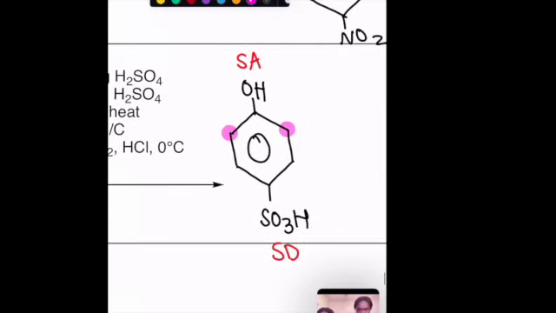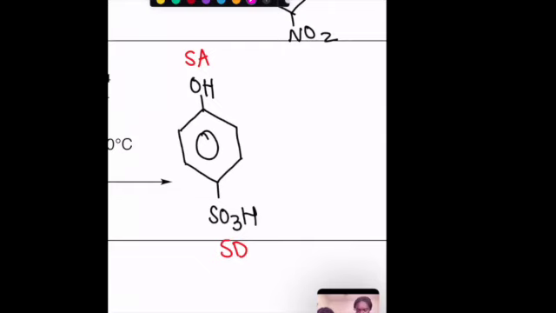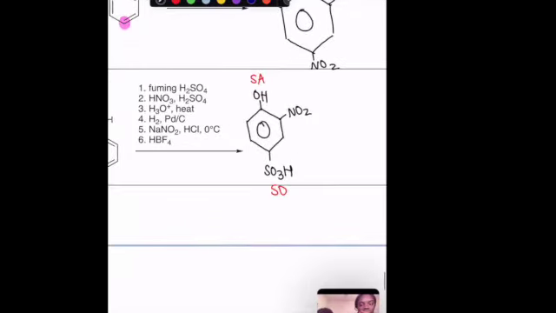So it's going to add that to the ortho position. We're just going to draw it in one position, but it would be both. It's the same molecule flipped once again. So we have our NO2 right here. That's our second step. Then we have H3O plus heat.